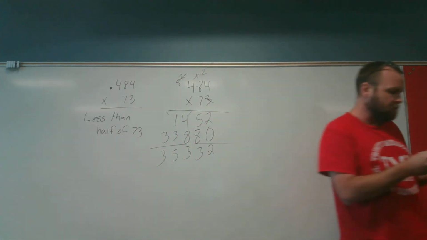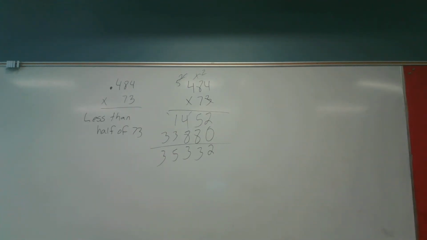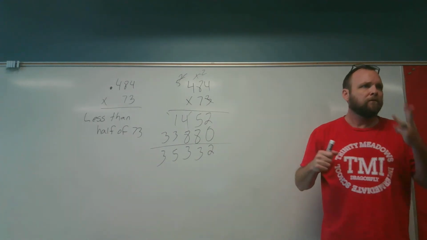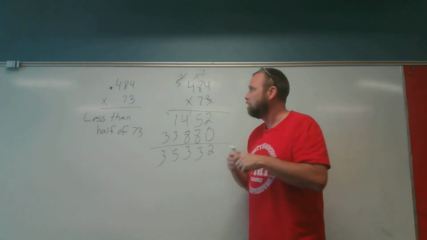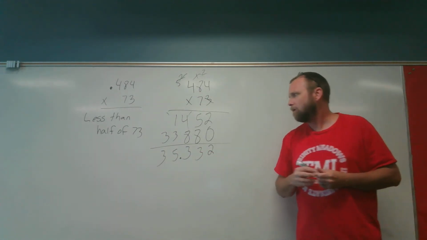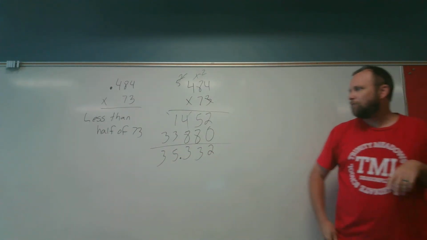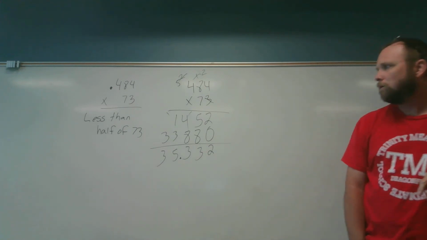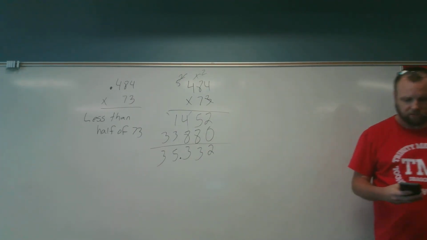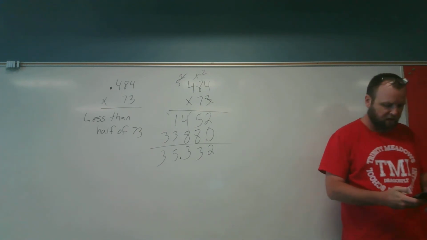How many numbers are behind my decimal point in the problem, Erica? 3. Just the 4, the 8, and the 4. So there have to be 3 behind it in the answer. So 35 and 332 thousandths. That's less than half of 73. That is less than half of 73.